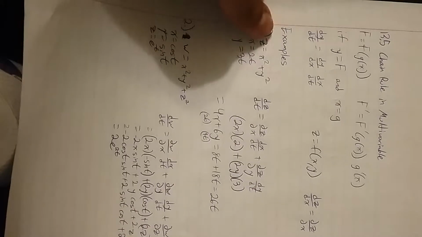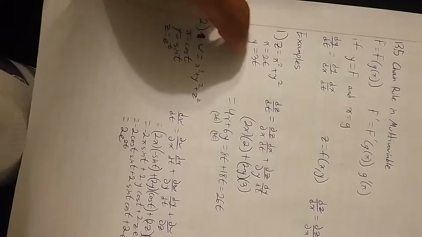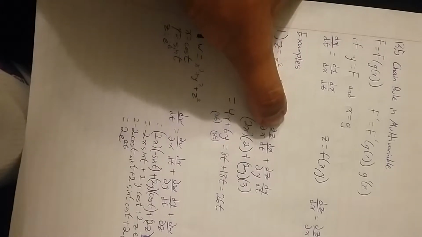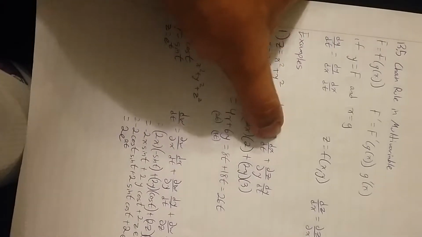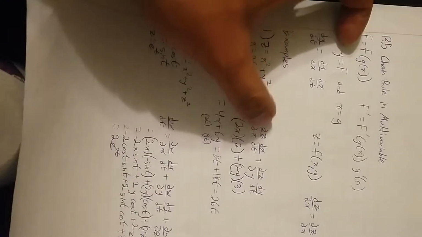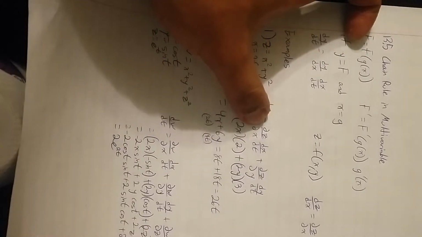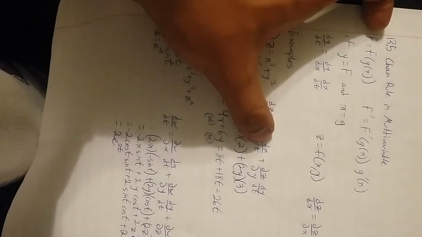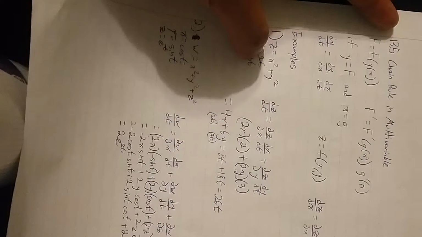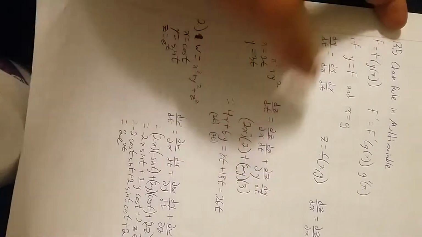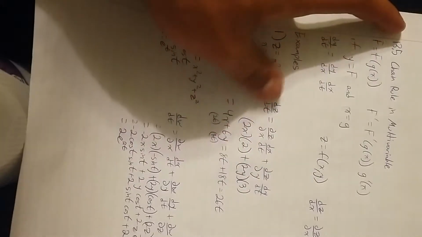So for example, we could use z equals x squared plus y squared, where x is equal to 2t and y is equal to 3t. The derivative of z in terms of t would be the partial derivative of z with respect to x times dx dt, plus the partial derivative with respect to y times dy dt. The partial derivative with respect to x is 2x from here, and dx over dt is 2 from here, and the partial derivative with respect to y would be 2y from here, and dy over dt would be 3 from here. That's how we get all these four numbers.